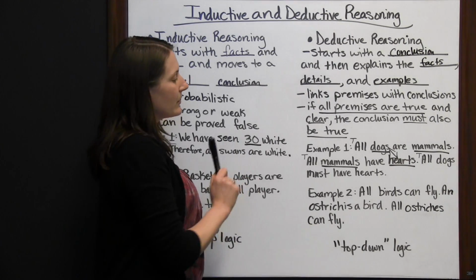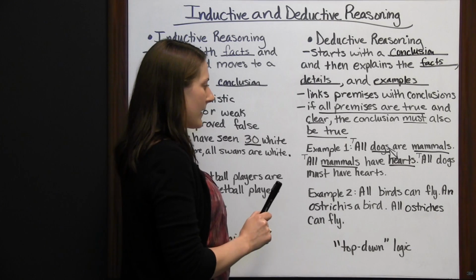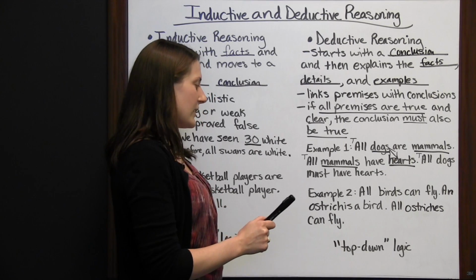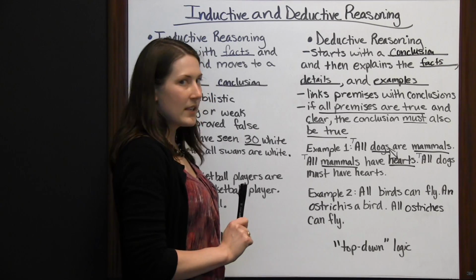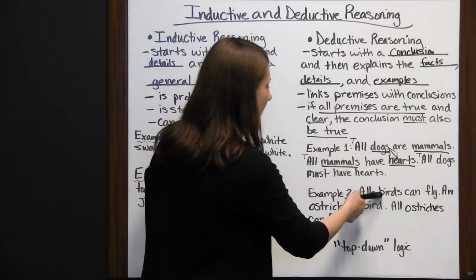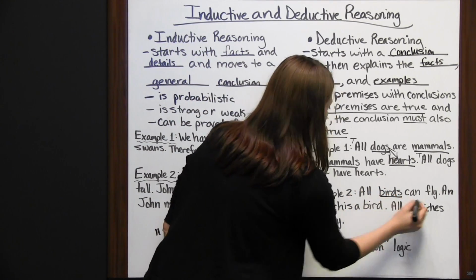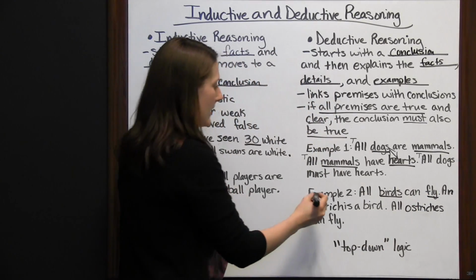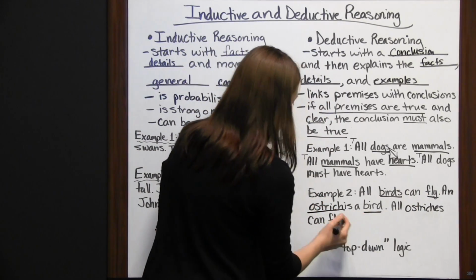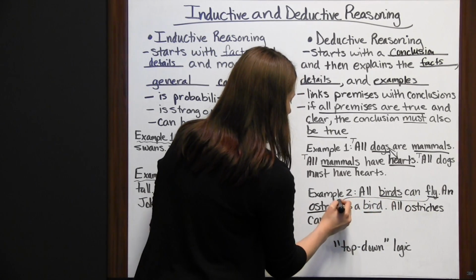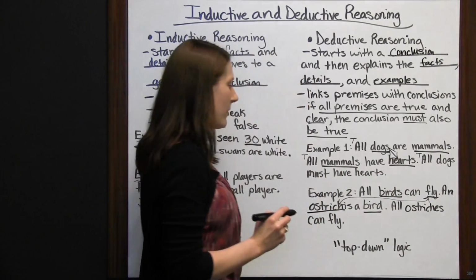Now let's look at example 2. All birds can fly. An ostrich is a bird. All ostriches can fly. So we use the fact that we know all birds can fly and an ostrich is a bird to tell us that an ostrich must be able to fly.